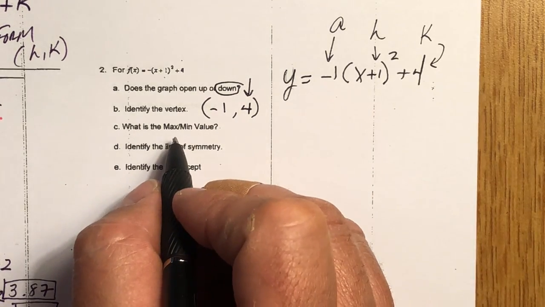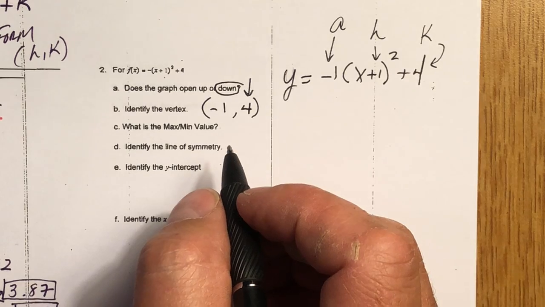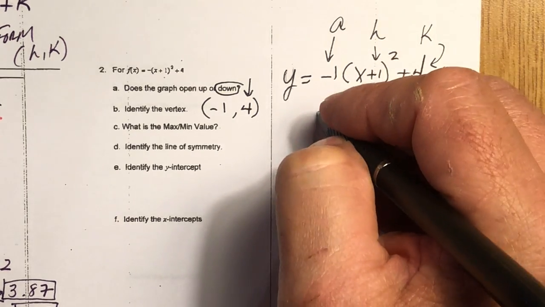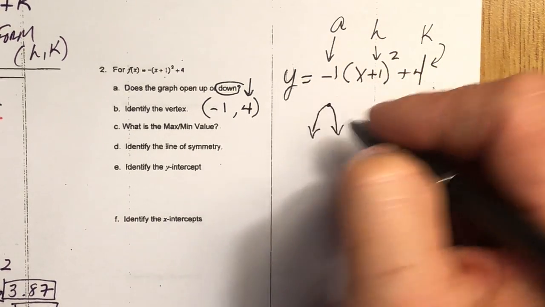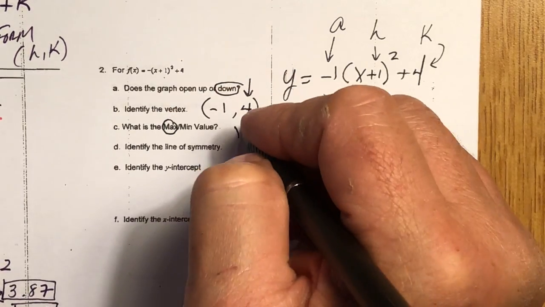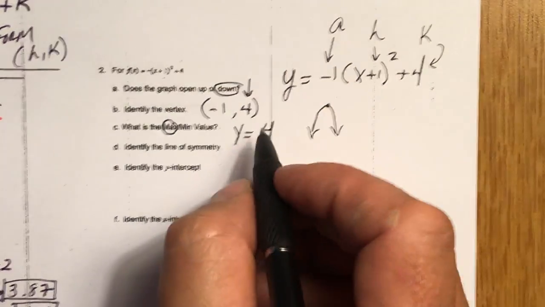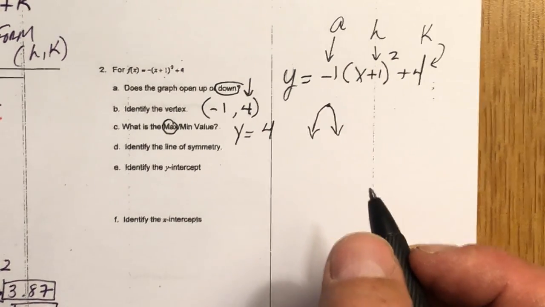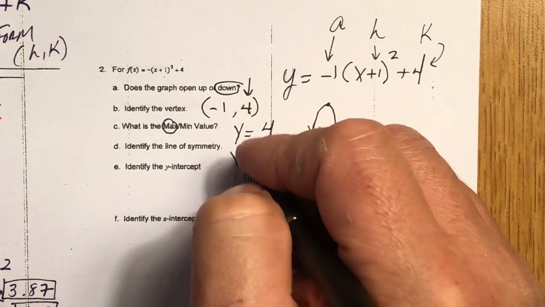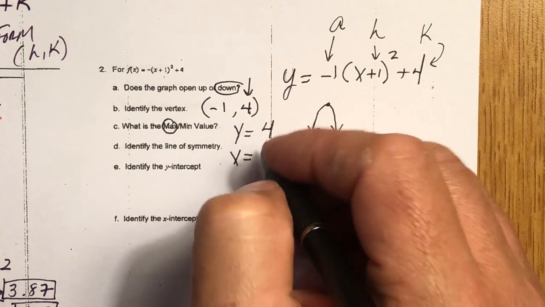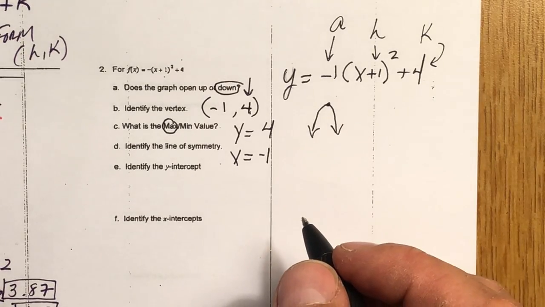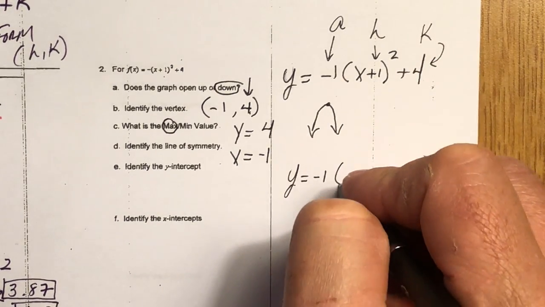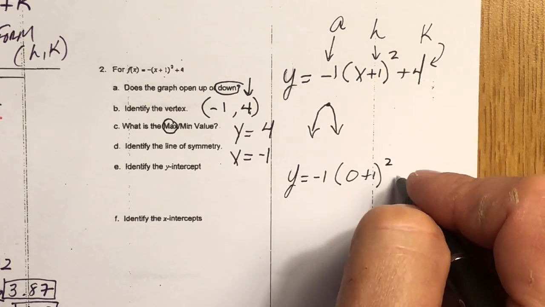What is the maximum or minimum value? This graph opens down, correct? So we're going to have a maximum, and that maximum value is going to be y equals 4. It's that vertex. Identify the line of symmetry. That's just x equals -1. Identify the y-intercept. I'm going to go ahead and plug in 0 for the x-coordinate.